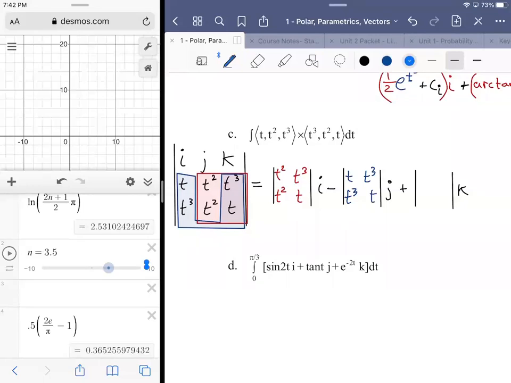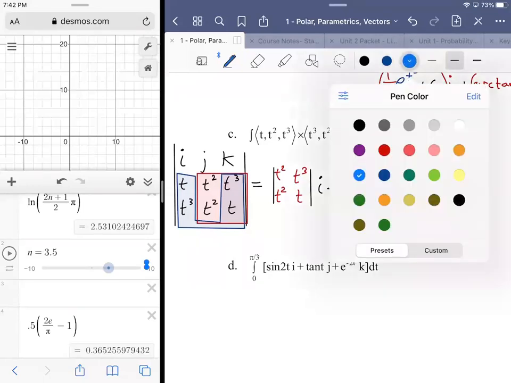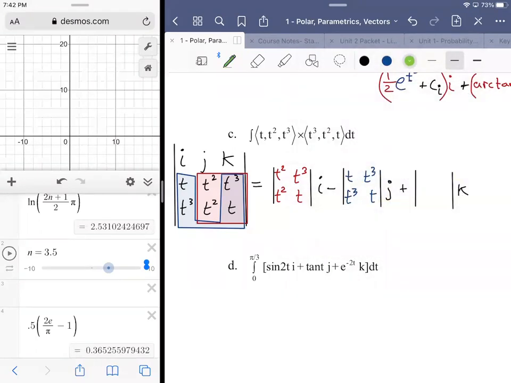And let me get a light green for those keeping score at home. For the k, that's t cubed, t cubed, and t. All right. So then it's diagonal down minus diagonal up.